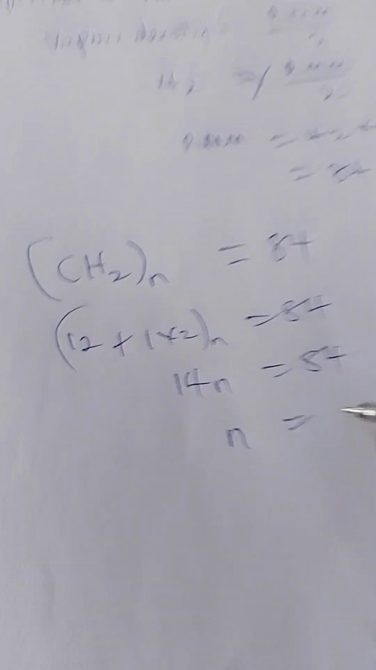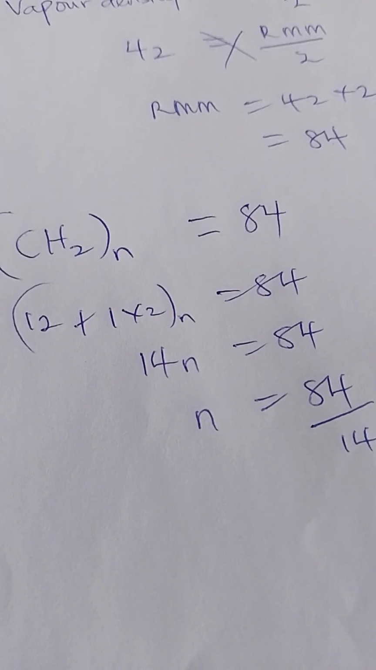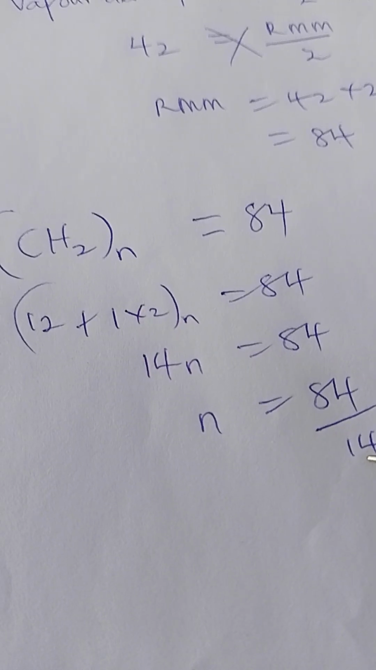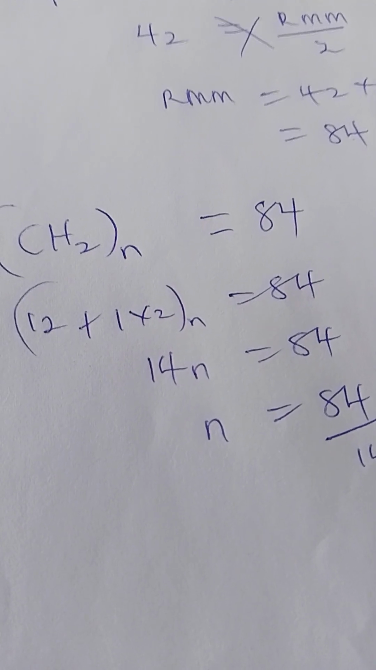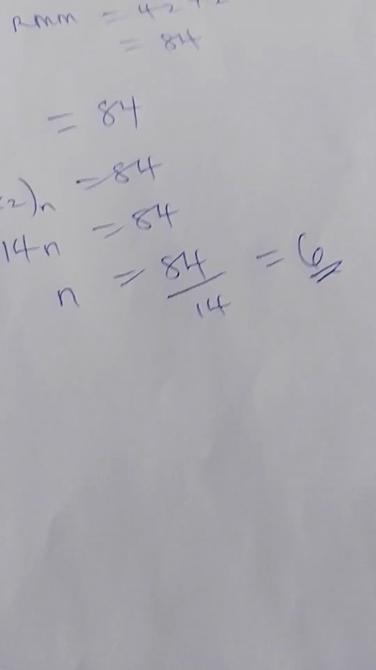Therefore, N will be equal to 84 over 14. What is 84 over 14? Punch it with your calculator, but if you do 14 times 6, it's always 84. So the answer is 6. So that N is 6.